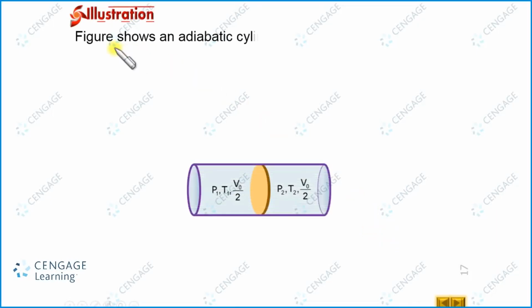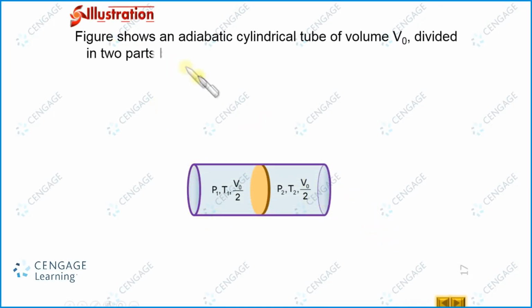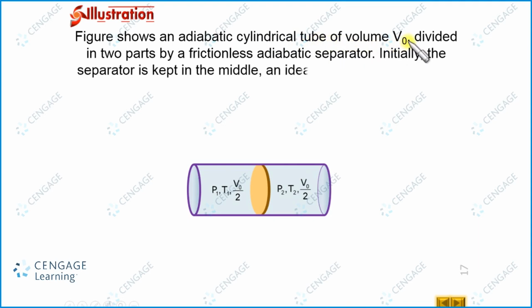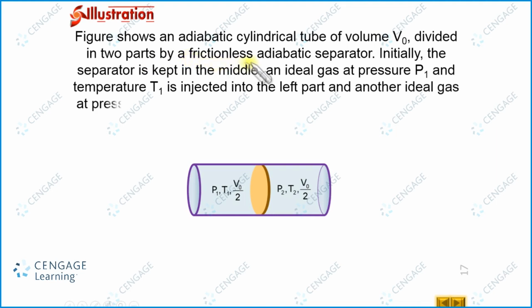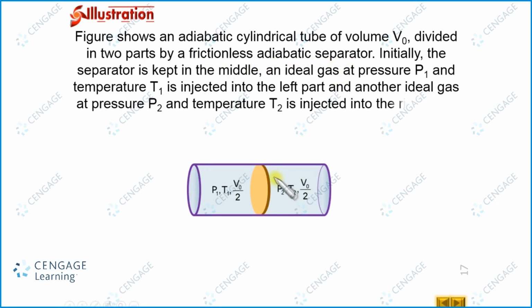In this illustration, this figure shows an adiabatic cylindrical tube of volume V0. It is divided into two parts by a frictionless adiabatic separator. This is the frictionless adiabatic separator and this is the adiabatic tube. That means there is no transfer of heat from system to surrounding and from surrounding to system.